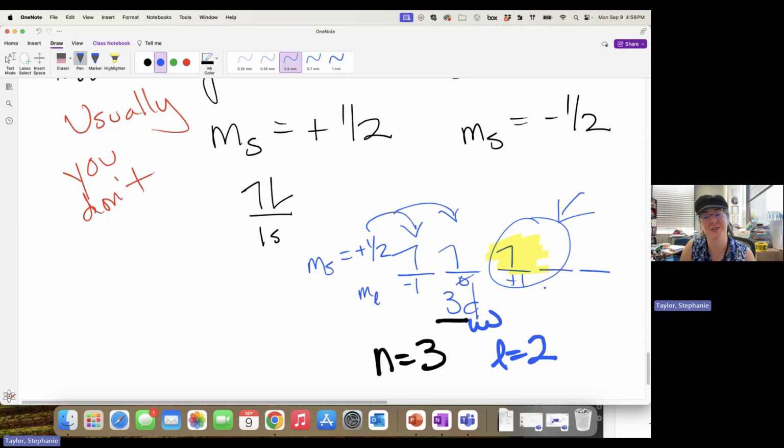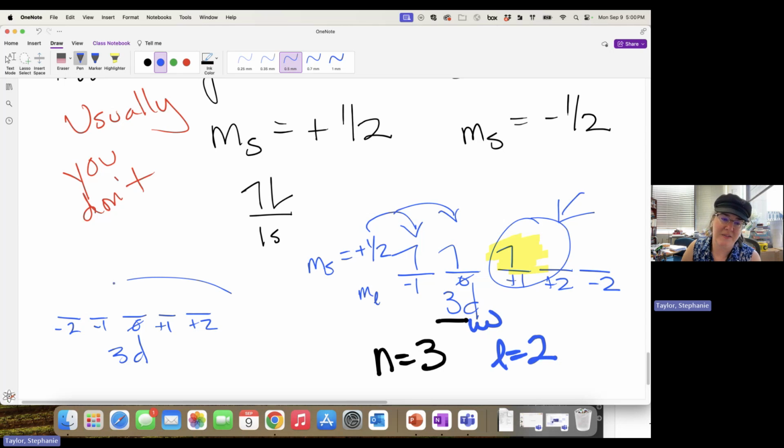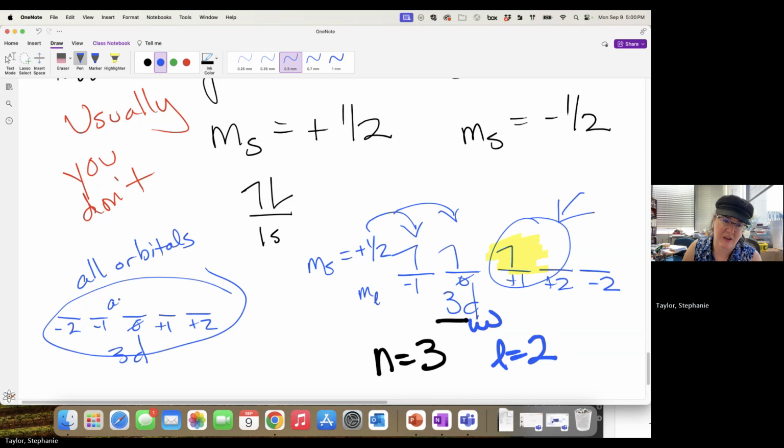So this is actually a great example, because now watch me go +2, -2. I understand that usually when I'm doing the 3D subshell, I would absolutely go -2, -1, 0, +1, +2. This is that weird time where all of my orbitals are of equal energy. So you don't actually know which m sub l value this is either. You would just have to tell me one that's valid.